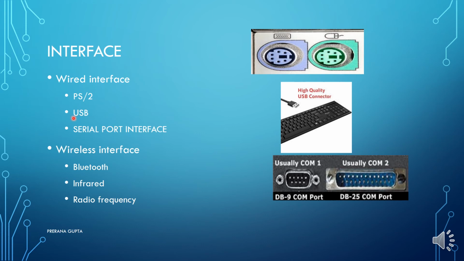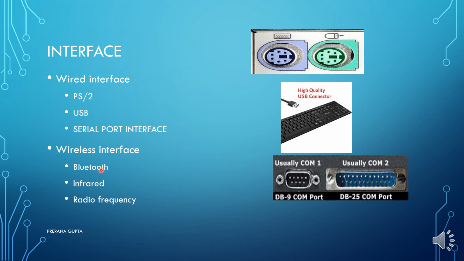Now, what are the interfaces of keyboards? We have already studied the interfaces in Unit 1. The wired interfaces are PS2, USB, and serial port. Serial ports are DB9 and DB25 COM ports. Initially these ports were available to connect the keyboard, but as time evolved, PS2 arrived, and after that nowadays USB keyboards are available. Another interface is the wireless interface: Bluetooth, infrared, and radio frequency are the types of wireless interface.